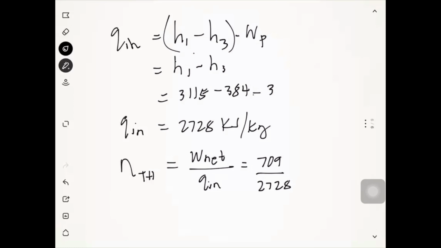Okay, so that would be 0.2599, or that is 25.99%. So we have the answer for our Rankine cycle. We have 25.99%.